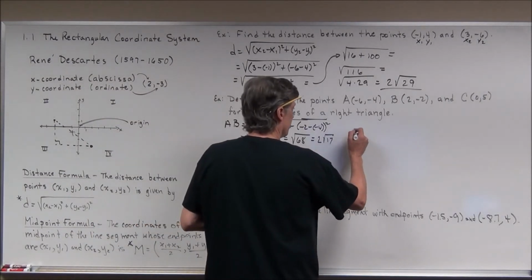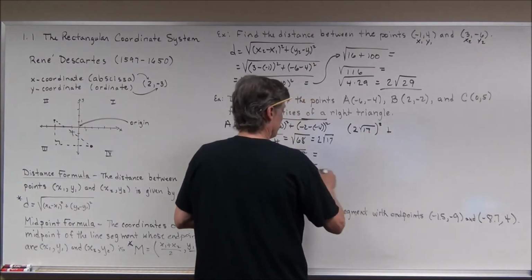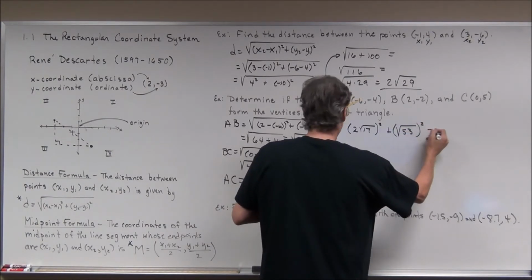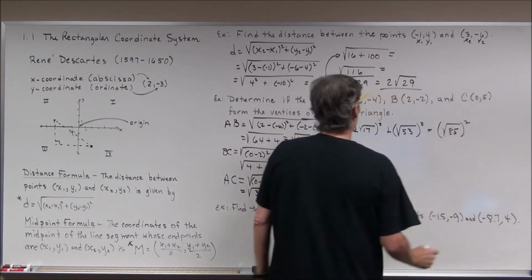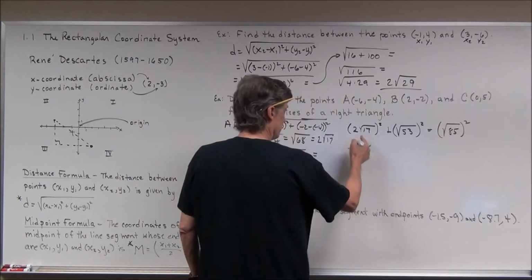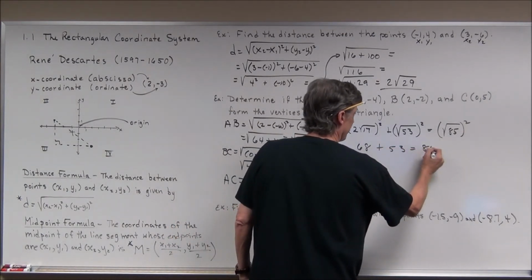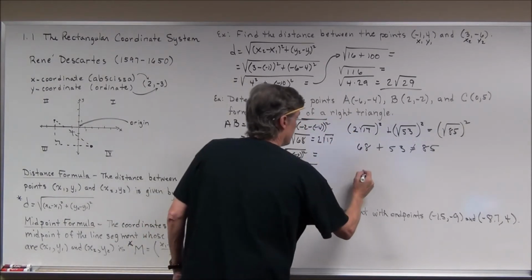So I'm going to see if 2 square roots of 17 squared plus the square root of 53 squared is equal to the square root of 85 squared. Well, this is 68 because this is the square root of 68, and this is 53. Does that equal 85? Well, no, it does not. So, determine if the points form a right triangle: no, they do not.